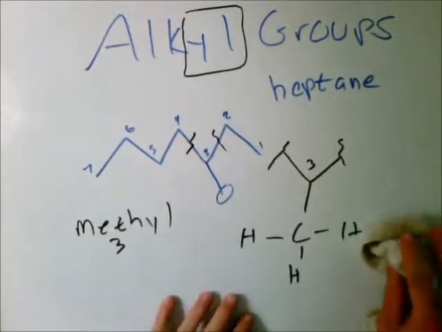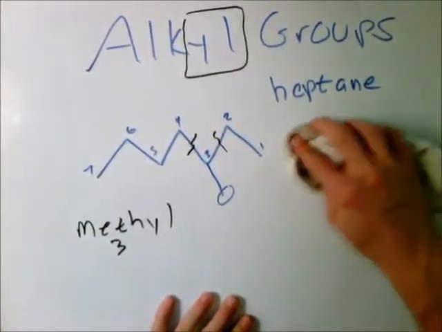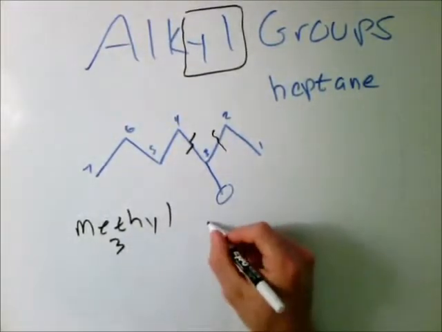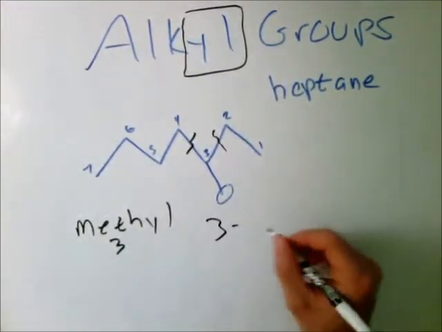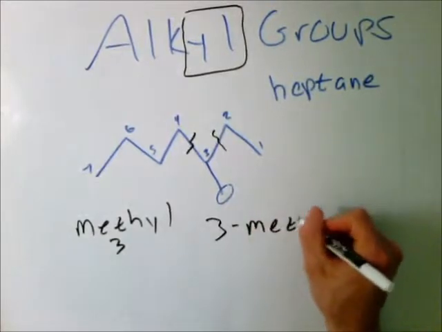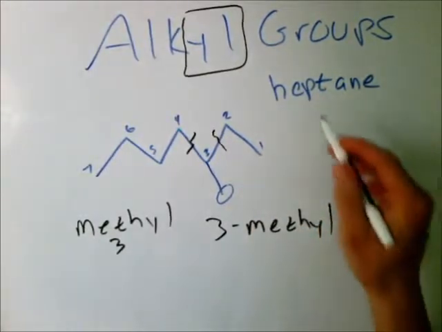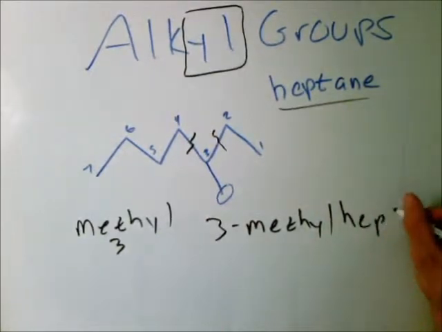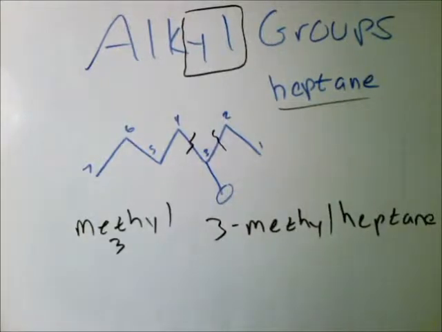So now all we have to do is combine all this information. And you do that by drawing the number 3 with a dash, methyl, and then all you do is slap heptane, or the longest carbon chain, onto the back of it, like it's one word. So 3-methylheptane describes this bond line structure.